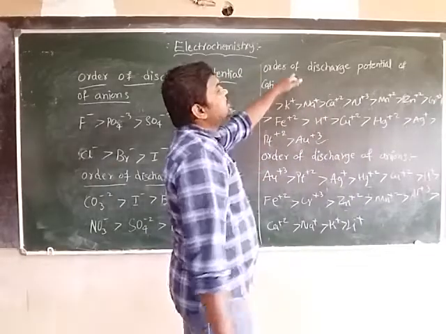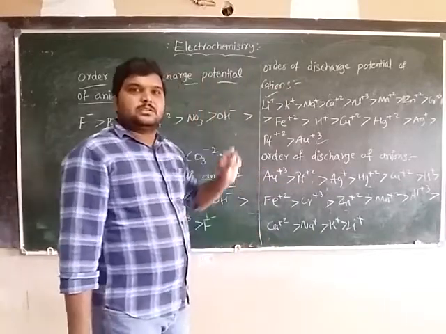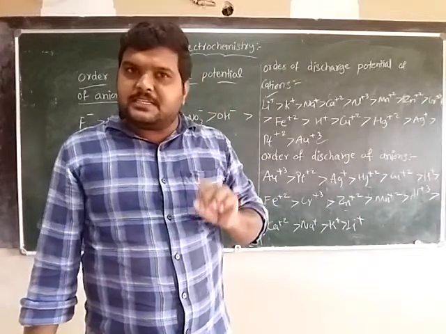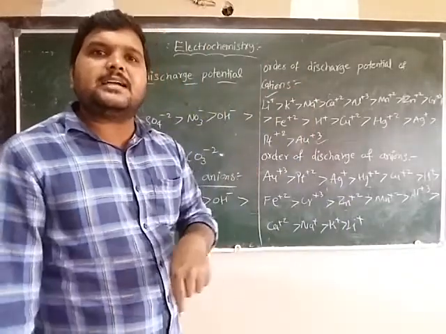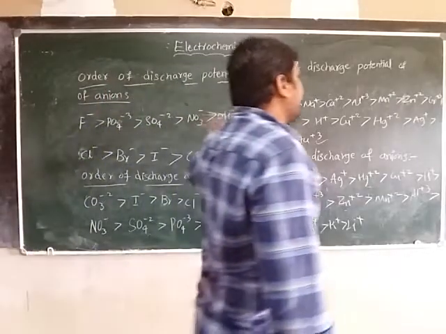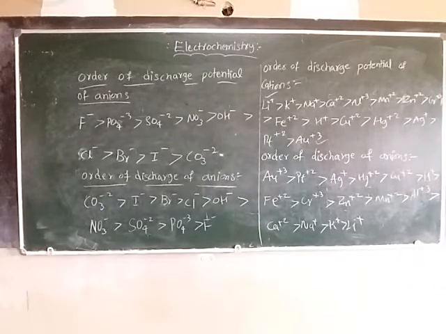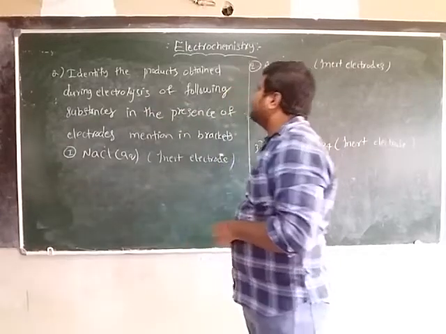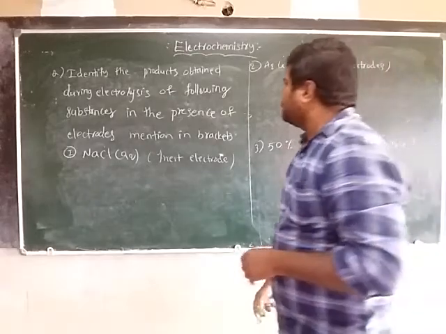The order of discharge is the reverse of the order of discharge potential. The ion having the highest discharge potential discharges next, and the one having the lower discharge potential discharges first. These are the two things we have to remember, and this order also we have to remember. This is very important. Now we will identify the products obtained during the electrolysis of the following substances in the presence of electrodes.